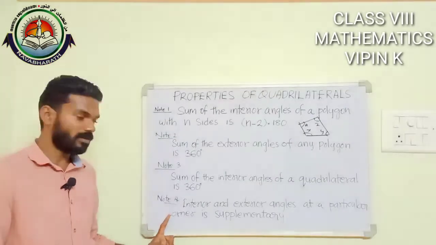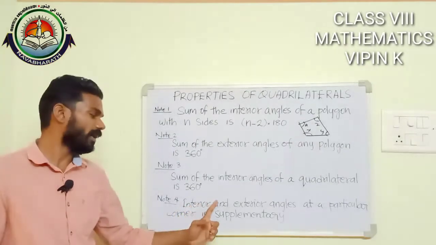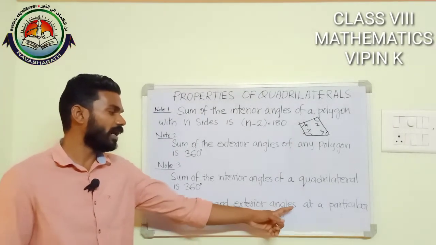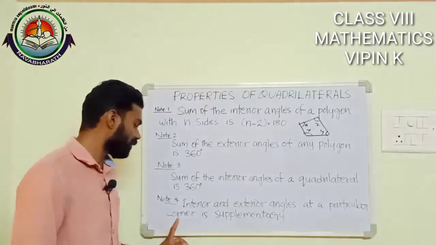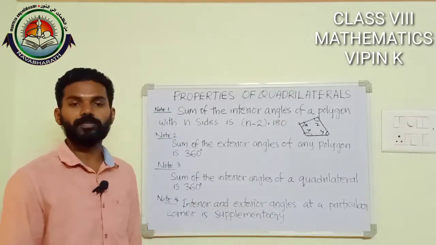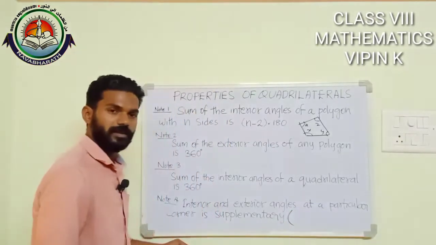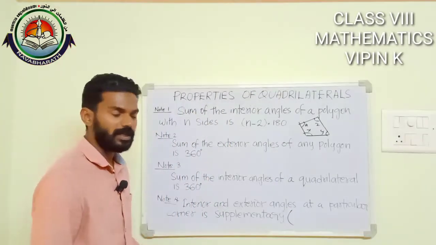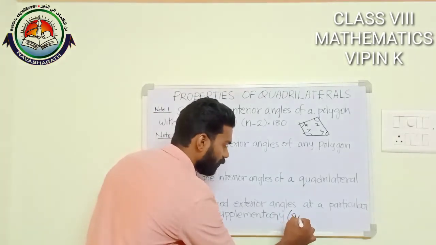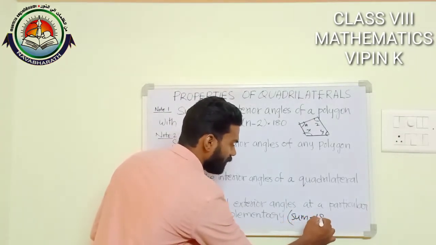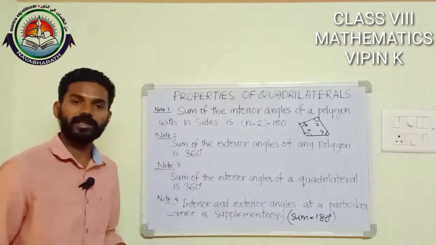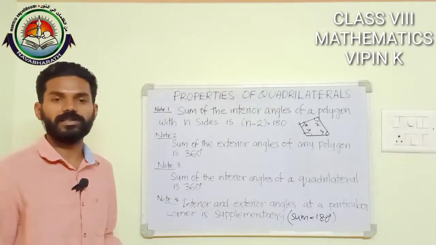Now, another important property that has to be noted is the next one. Read it. The interior and exterior angles at a particular corner are supplementary. What is meant by the term supplementary? If two angles are supplementary, then their sum equals 180 degrees.